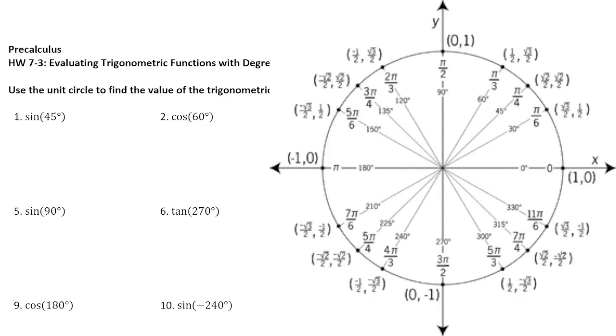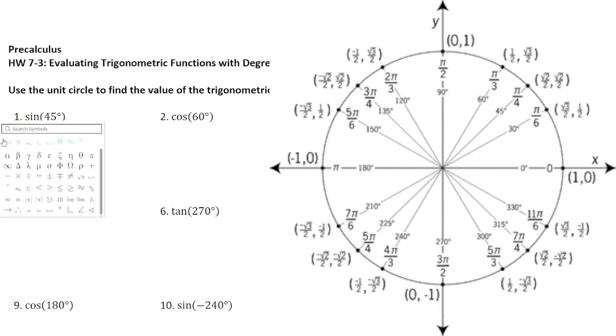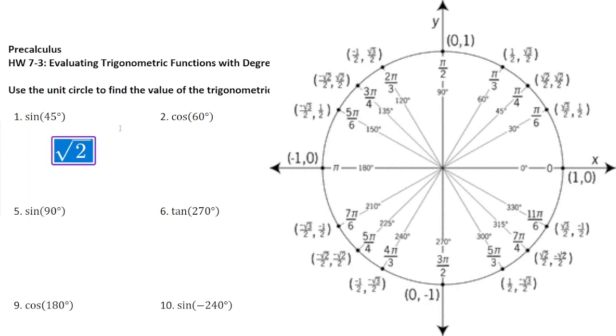Number one says sine of 45 degrees. And you can see that at 45 degrees, the y coordinate is root 2 over 2. So that's going to be our answer for number one. For number two, cosine of 60 degrees, we're going to be looking at the x coordinate at the 60-degree mark. And that's 1/2. So that's going to be the value for number two.